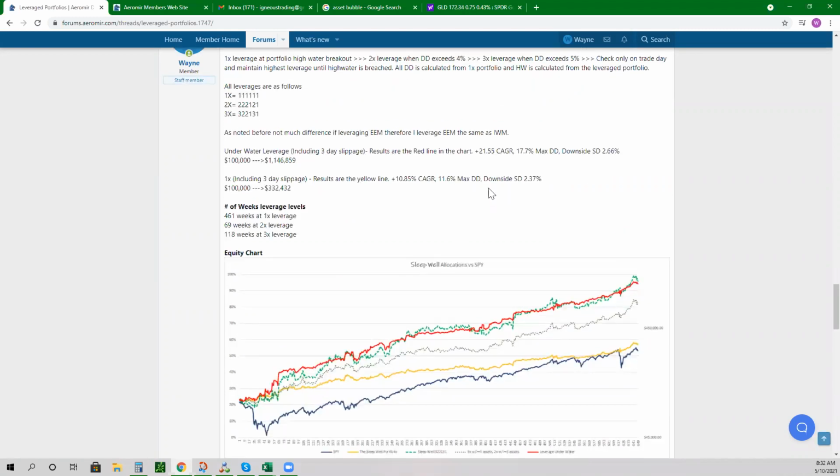And then, as far as just to clarify, like 1x and 2x and 3x, there's always quite a bit of questions about this. You can't leverage every single one. And it doesn't always benefit you to leverage every single asset that's in the sleep well portfolio.